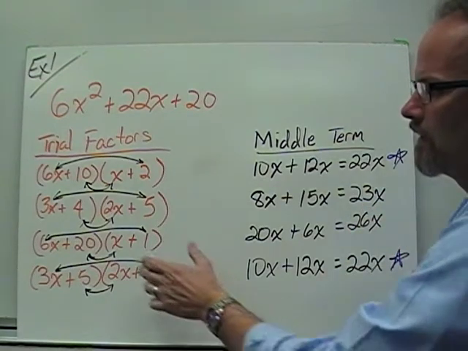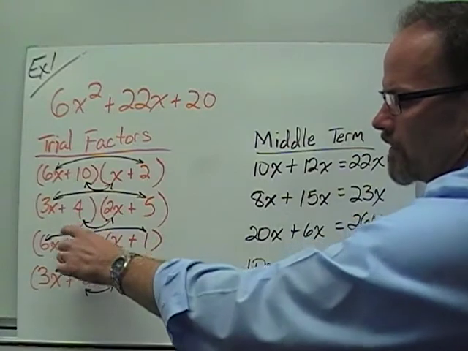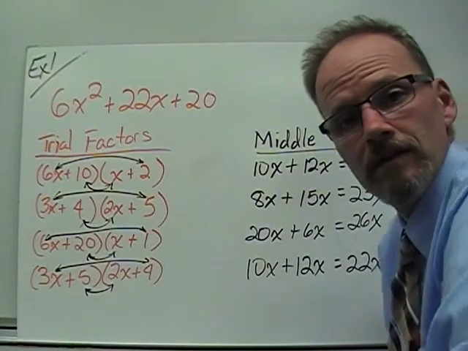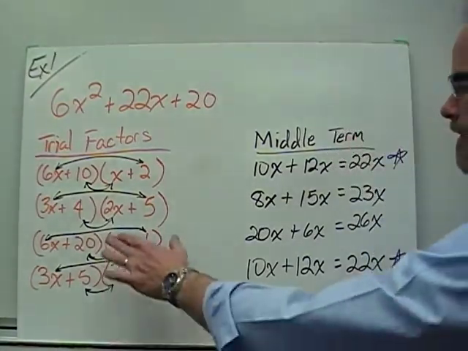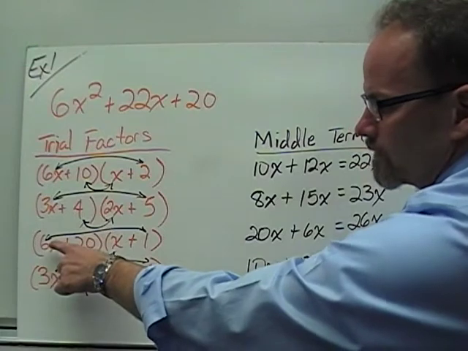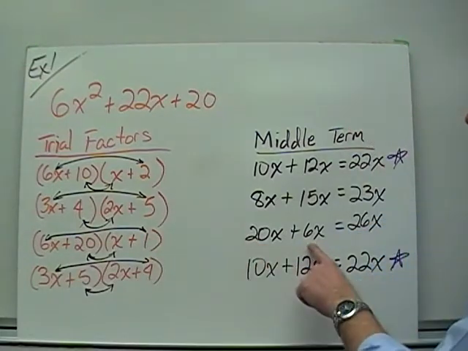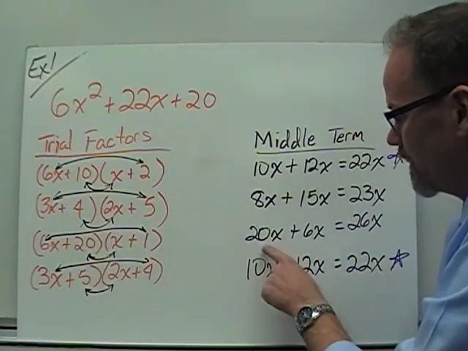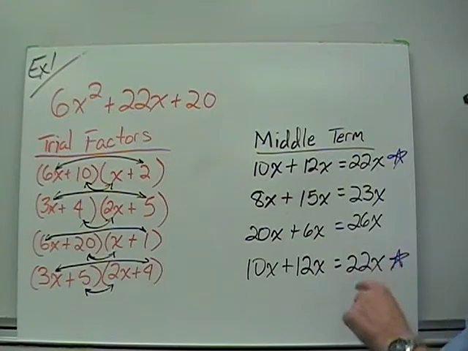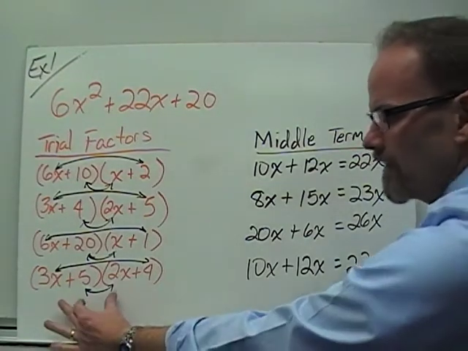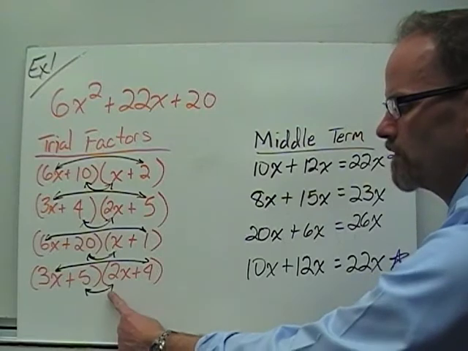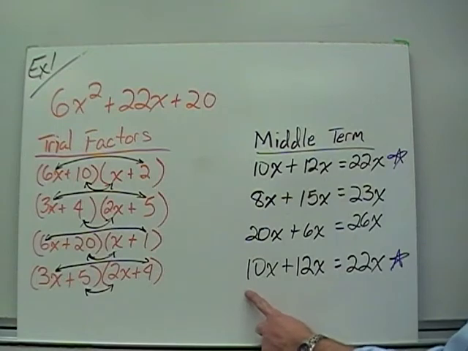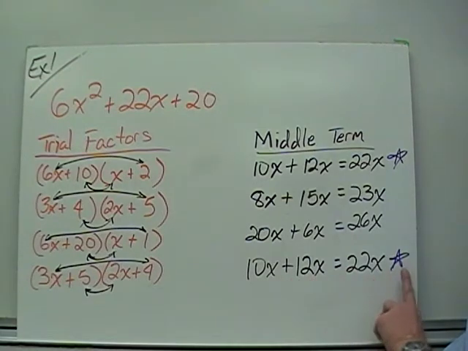Isn't that interesting? We know that this one works, but it does not work when I switch those around. What happens here? 6x times 1, that gives me the 6x. Sorry, I went backwards. 20 times x, 20x. So 20x and 6x make 26x, and that doesn't work. And then down here, when I test this, 5 times 2x, 10x, 3x times 4x, 12x, 10x plus 12x, 22x.